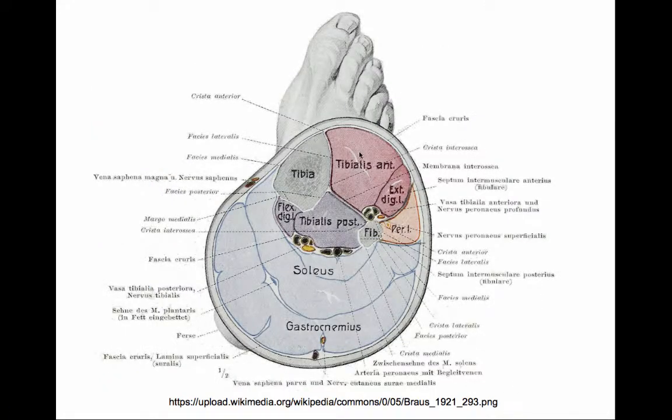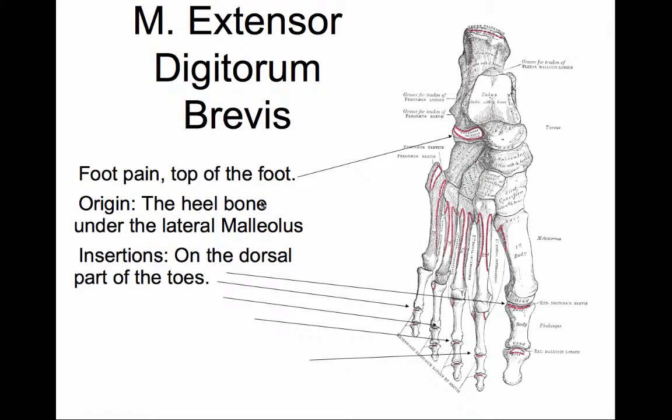Here you see the cross-section of the shank. Tibialis Anterior is here. Extensor digitorum longus and Peroneus longus. They are very close to each other. Soleus, M. Gastrocnemius, and here you see the extensor digitorum brevis.